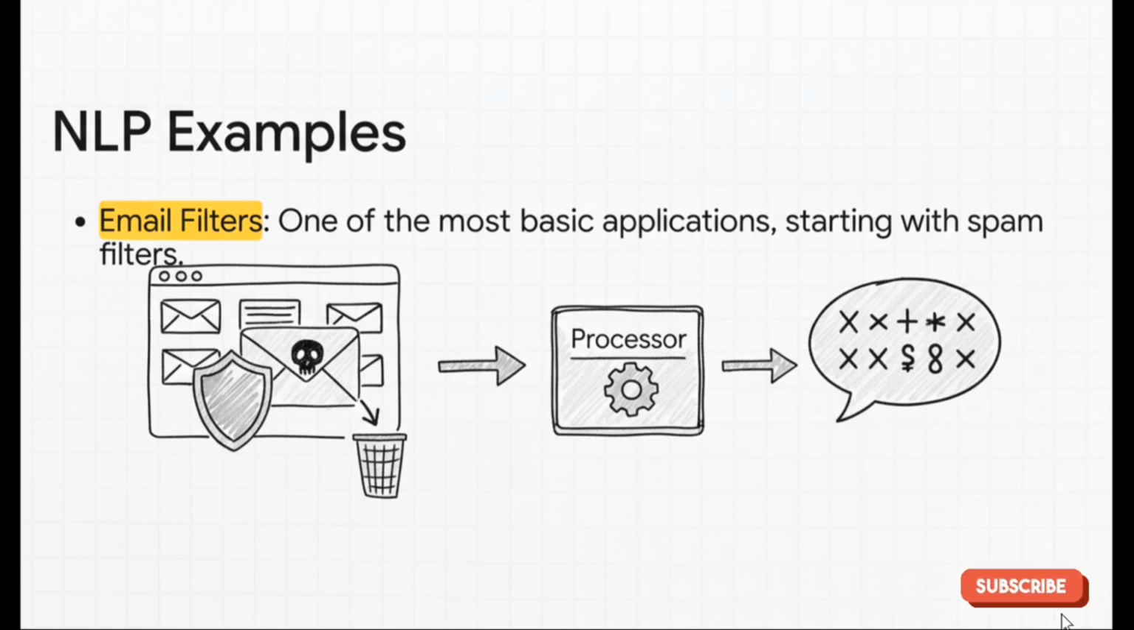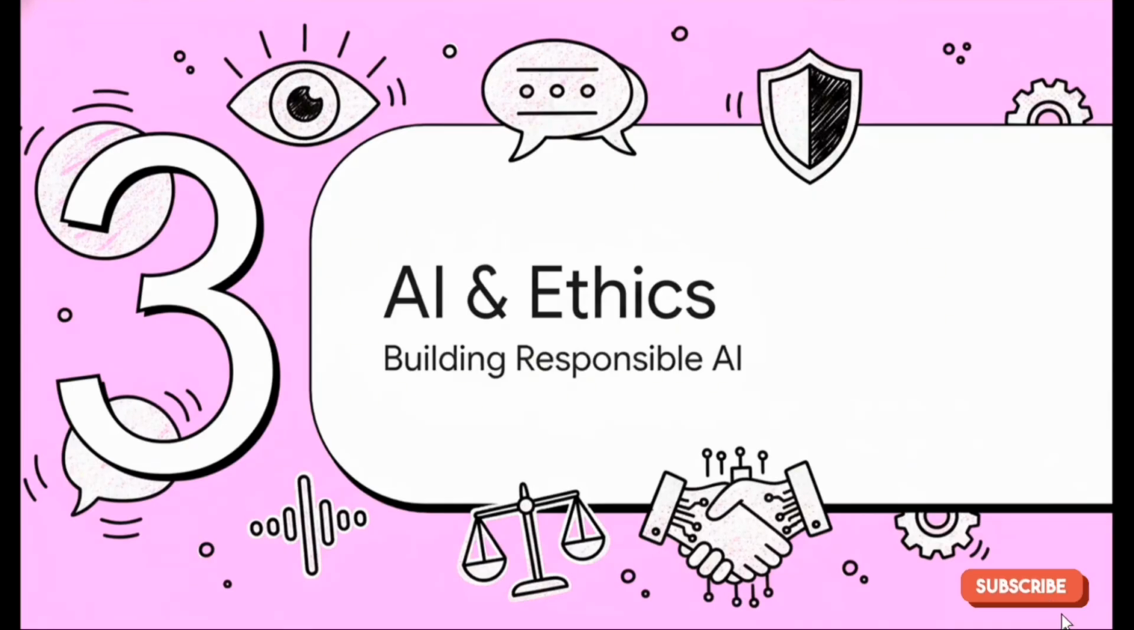And what about Google Translate? It's not just swapping out words, it's using NLP to figure out the grammar and the real meaning of a sentence to give you a good translation. So, it's pretty incredible that we can build AI that can see or understand what we're saying.